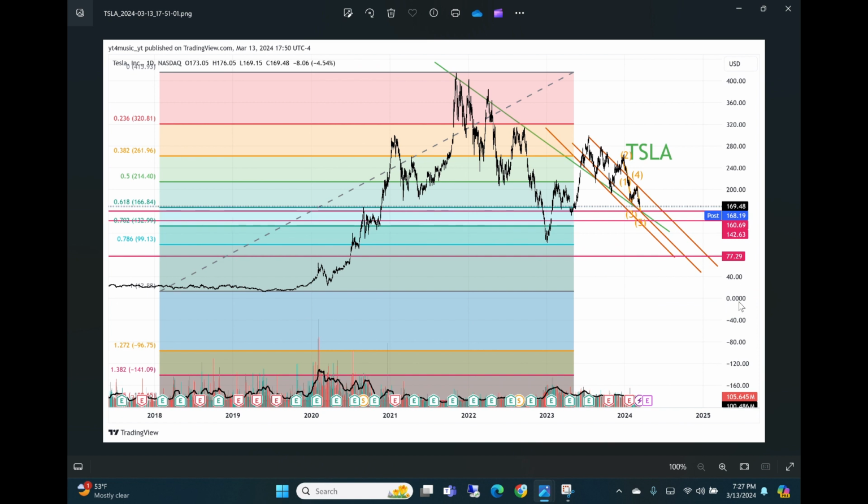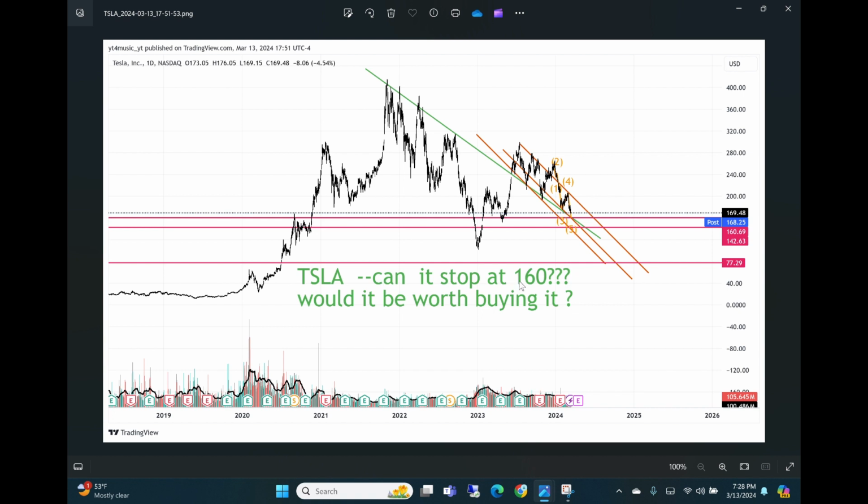I will not advise buying any more Tesla if it dips below 160, because there is no way of knowing where it would stop. Another 78 is showing me around here. If you see 99, and if you see this dip over here, it's not that convincing for a buy. So can Tesla stop at 160, and would it be worth buying it? At 160, yes. If it stops, it would be worth buying it.